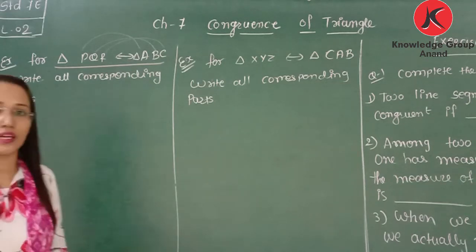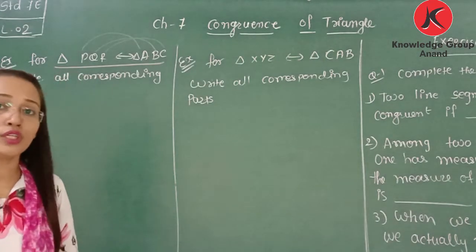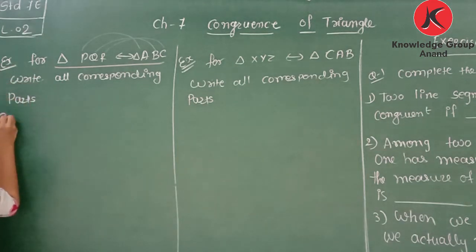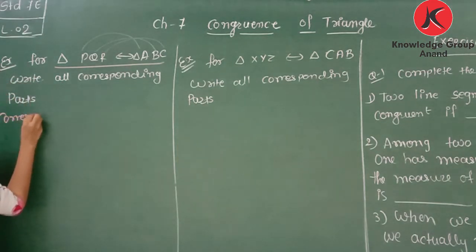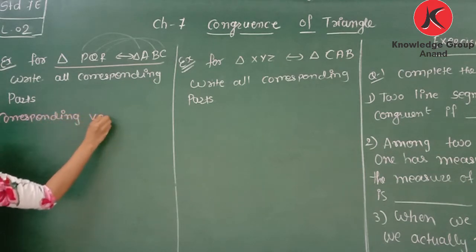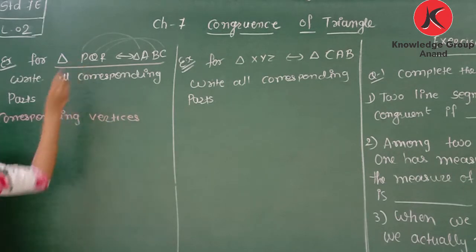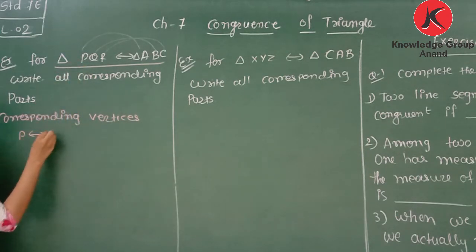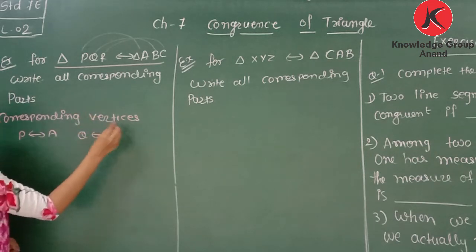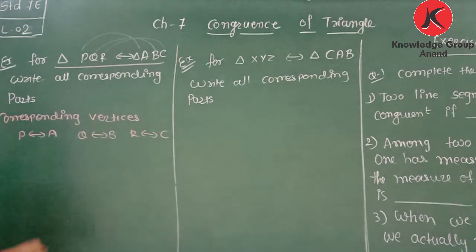How many parts are there in a triangle? 3 vertices, 3 sides, and 3 angles. So you need to write all the correspondences for a triangle. Let's start with the corresponding vertices. Vertex P corresponds to A, vertex Q corresponds to B, and R corresponds to C. So these are the corresponding vertices.